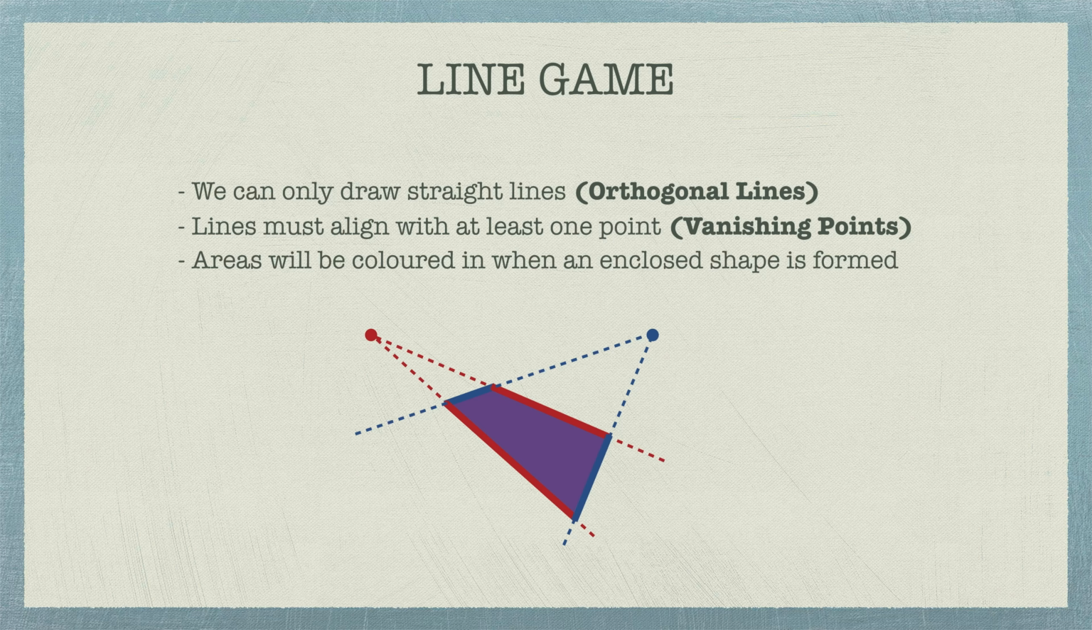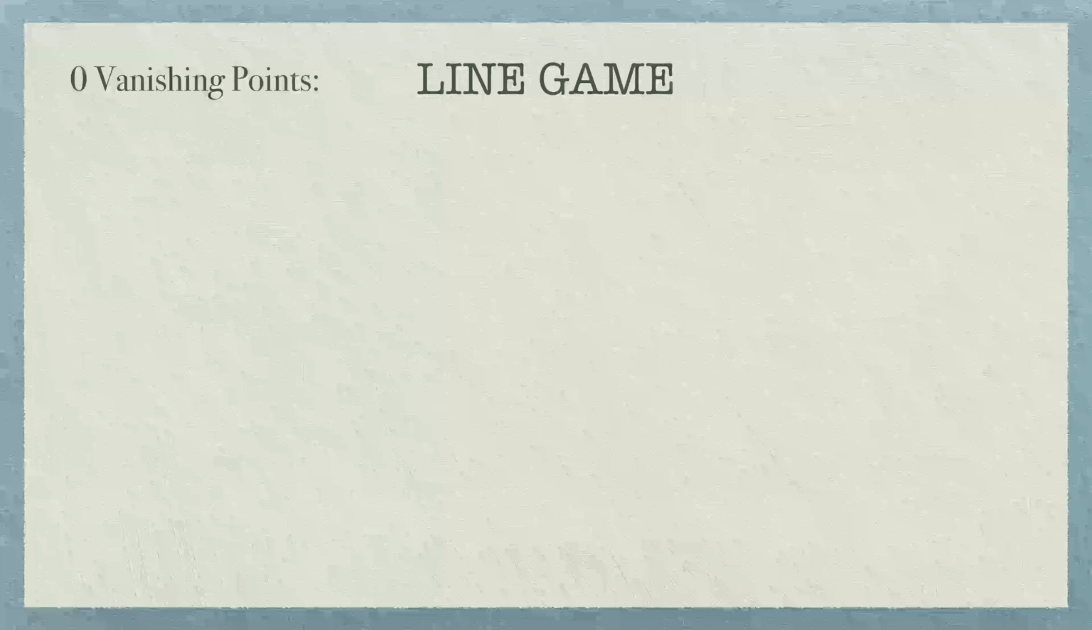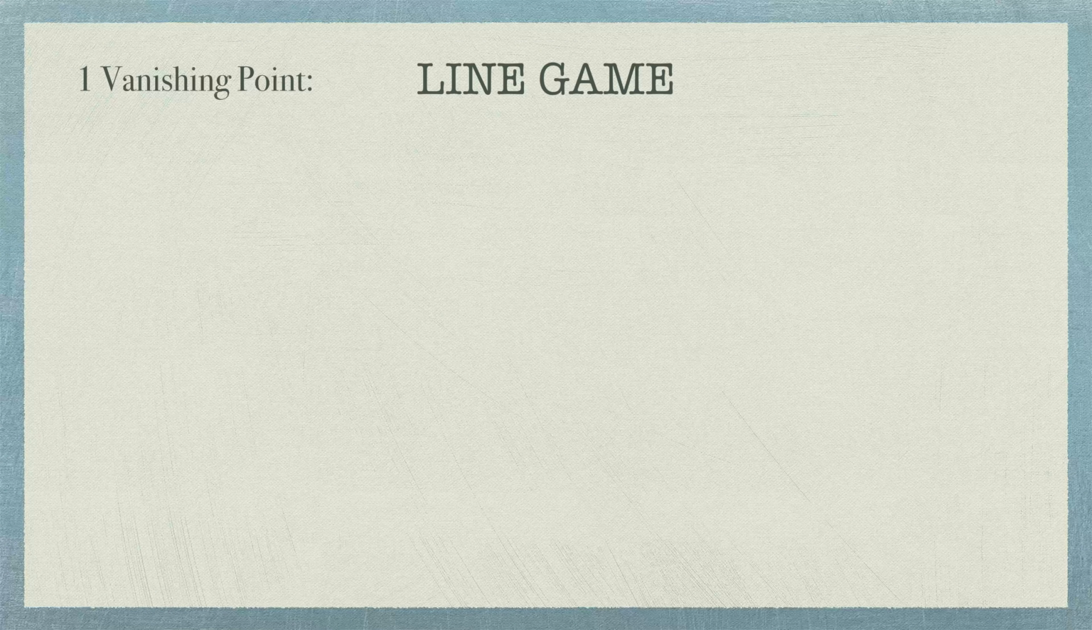So in the first round of this line game, we begin with zero vanishing points. I'm sure you probably realized this already, but because there are no vanishing points to draw orthogonal lines from, we can't really draw anything. The canvas is left empty. I wouldn't worry too much though. Let's just see what happens when we add in a single vanishing point then.